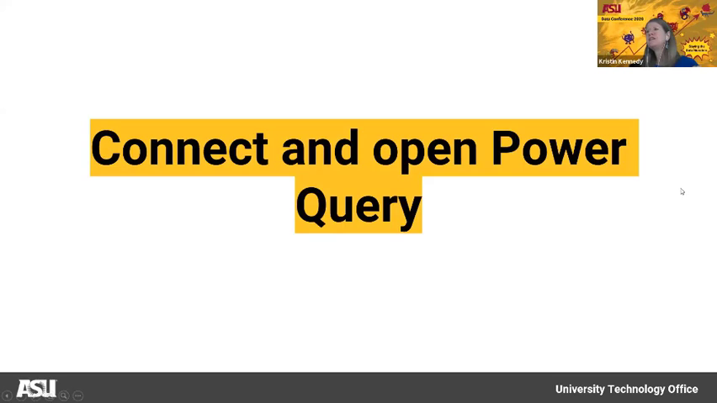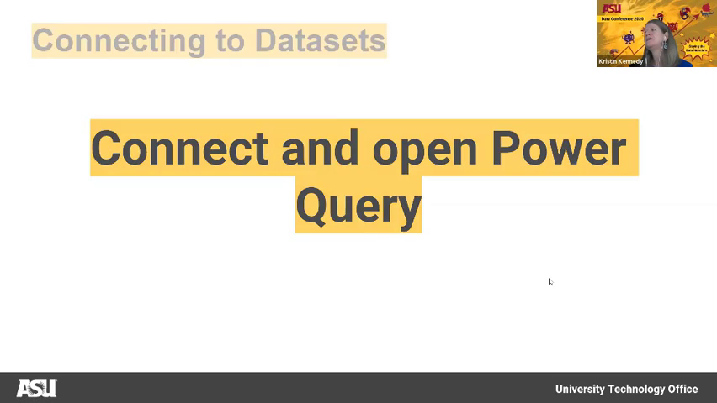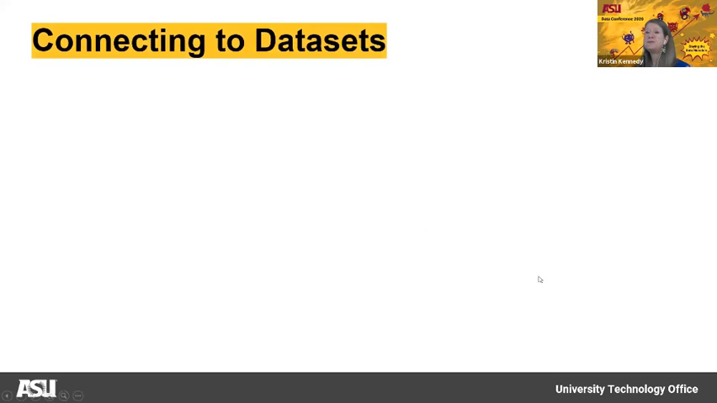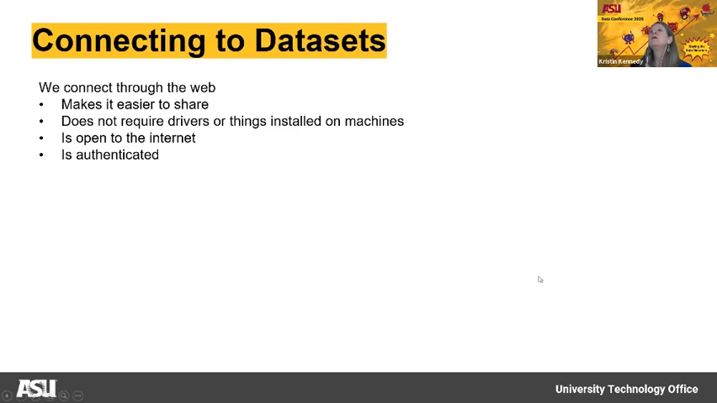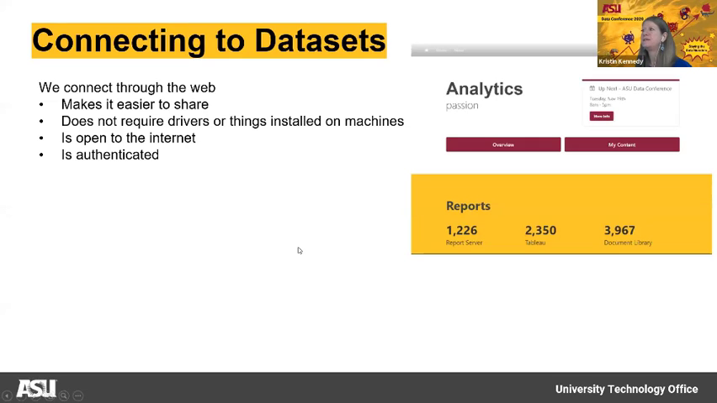So the first thing we're going to do in our lab is we're going to connect and open Power Query and make sure we can connect, make sure we can go. So we're going to connect to the data set. We're going to connect through the web. If you are using the Mac for now, you're going to download the data, but otherwise you're going to use the link. It does not require drivers or anything to be installed on your machine. It's open to the internet, but you do have to authenticate.